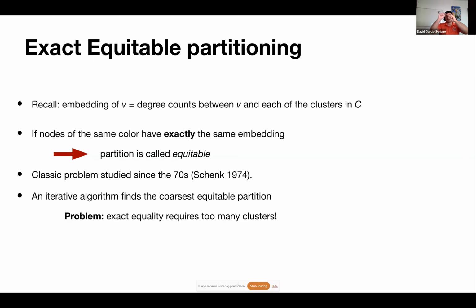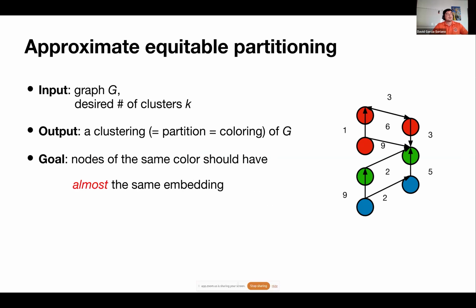Of course, if I put a cluster per vertex, then the cluster will determine the degree counts, right? Because each cluster only has one vertex, but that's not an informative partition. So our main challenge is to actually relax this condition. We want an approximate version of this condition. So the input is the same, the output is the same, a clustering. The input is a graph and the number of clusters. We want to output a clustering.